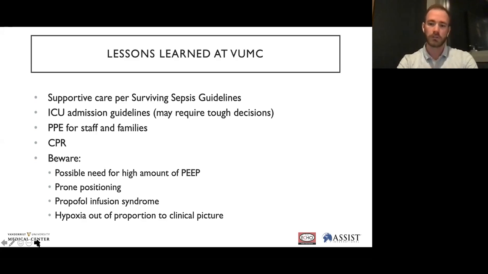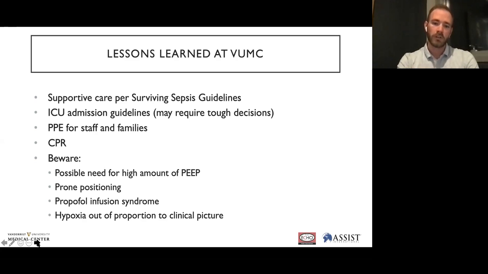Outside the room, we have a safety officer making sure that the personal protective equipment is properly put on and properly removed before exiting the room. Also outside the room, we have an individual relaying medications, manning the code cart, and recording the event.